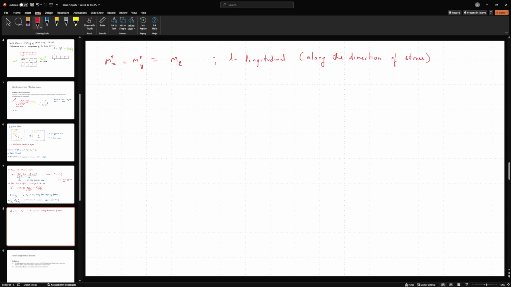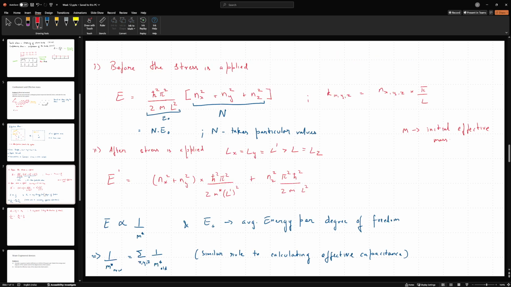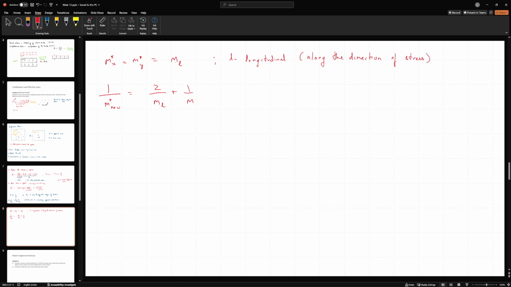So from this, I can write the new effective mass. 1 upon m star new will be equal to 2 divided by ml plus 1 divided by m, just from this expression. Because I'm summing over x, y, and z, along the z direction, the effective mass is still m. And along the x and y direction, I have written it to be ml. So it is going to be 1 by ml plus 1 by ml plus 1 by m, which is going to be 2 by ml plus 1 by m.